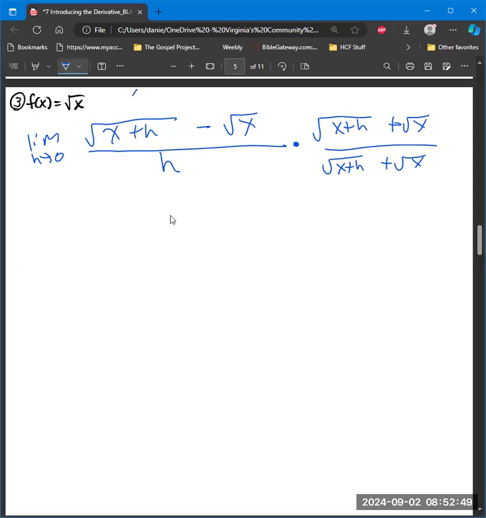This is going to take advantage of the difference of two squares formula: if I have the same thing with opposite signs here, it has to be the difference of squares, and squaring those square roots is going to make the square roots go away in the numerator. Do not distribute in the denominator, leave it factored.